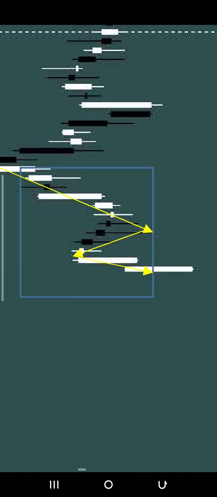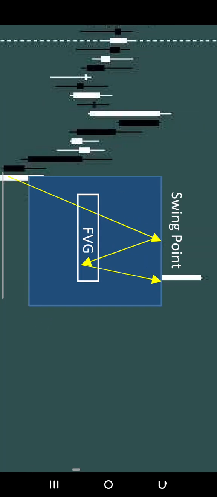Okay, now let's take a look at it. Can you see the three swing points? The arrow up, arrow down to the fair value gap, then the fair value gap pushes it away and it broke the swing point. So now let's take a look at it again from another perspective. I've used a blue line to separate it for you to understand it.